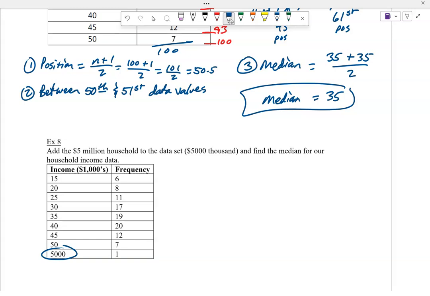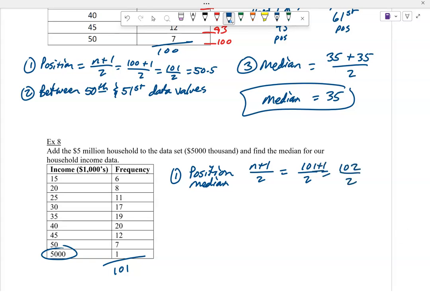If we did it with Elon Musk being thrown in, the $5 million household income, well, now we have 101 of these. So the position of the median would be n plus 1 over 2. So 101 plus 1, over 2 is 102 over 2. So it's the 51st position. So who's in the 51st position? 35.